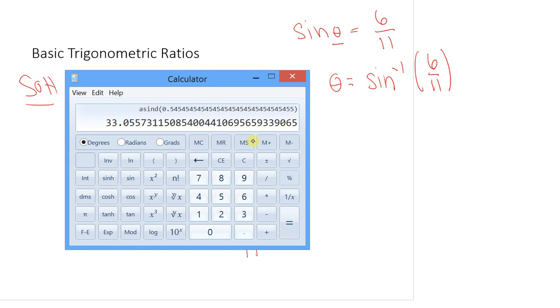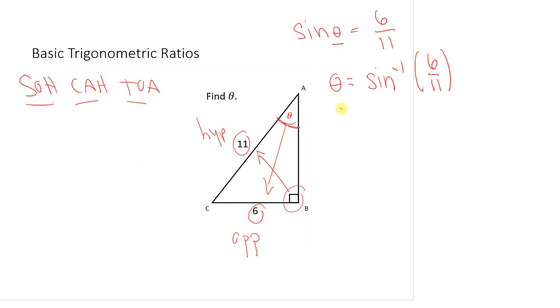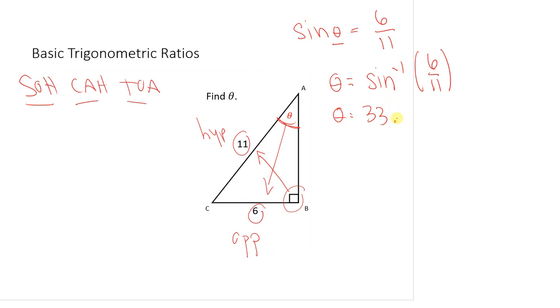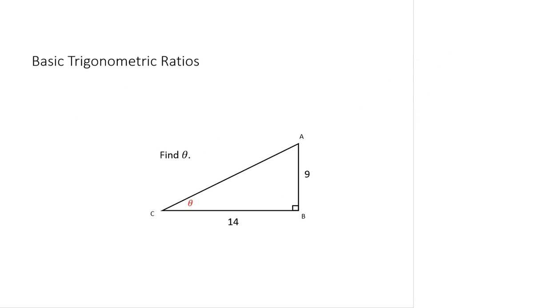We're going to use our friendly calculator, open that guy up. 6 divided by 11, sine inverse. Here we get theta equals 33.1 degrees. Good. So, next example.